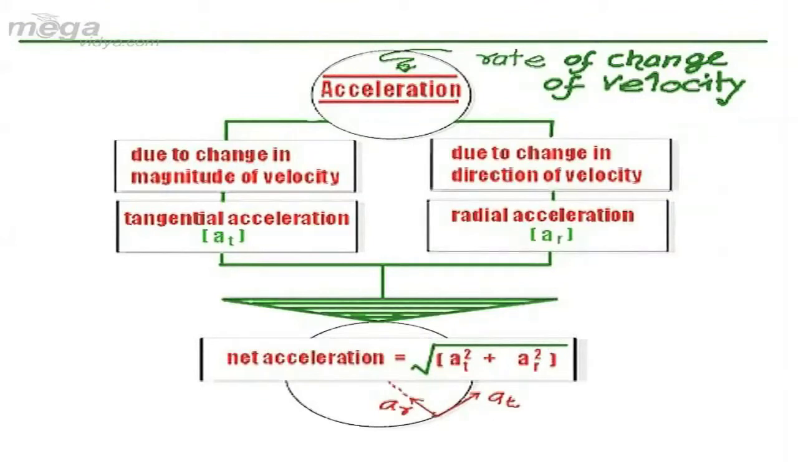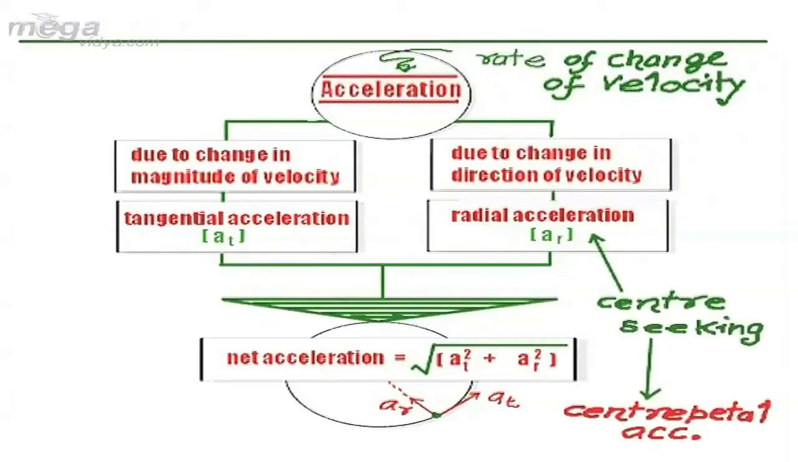If a particle is revolving in this circle, then at the instant when it reaches this point, it has two independent accelerations. One is along the radial direction towards the center. It always remains center seeking. As radial acceleration AR is always center seeking, that's why sometimes we also call it centripetal acceleration.